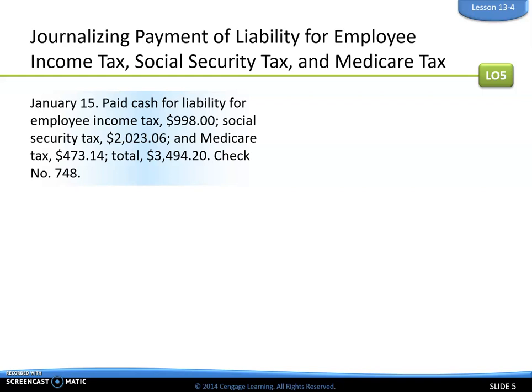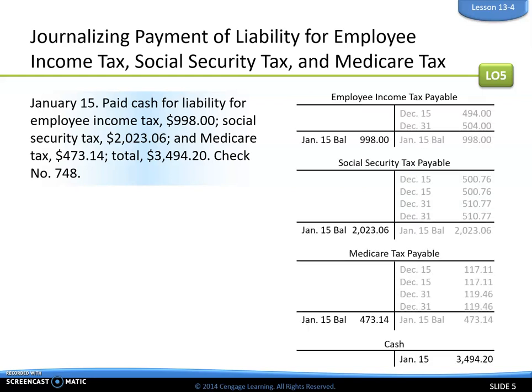Here is going to be our transaction. It says on January 15th, we are paying cash for liability for employee income tax, $998, Social Security tax, $2,023.06, Medicare tax, $473.14, for a total of $3,494.20. We are using check number 748. So this is where we are actually paying the government for those taxes that we withheld.